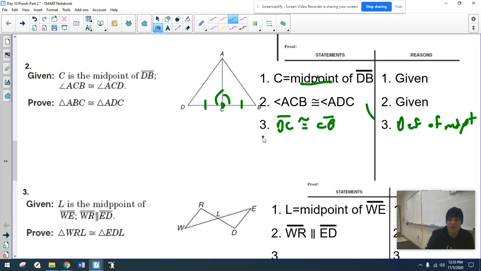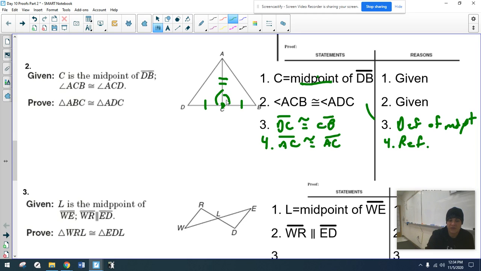Okay, so that's all I got. That's all I can get from my givens. So I only have 2 pieces of info. There's no vertical angles, but I do have a shared side in the middle. So segment AC is congruent to AC. Okay, shared side, shared angles, those are always reflexive.